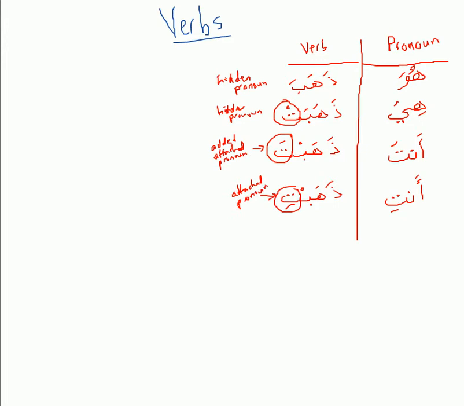So all of those things that we were adding at the end, that tells us what the doer is. The action is all the same, right? Dhahaba, dhahabat, dhahabta, dhahabti. You guys can say it a couple times to yourself. They all sound kind of the same because they're the same action, but our pronouns are always different.